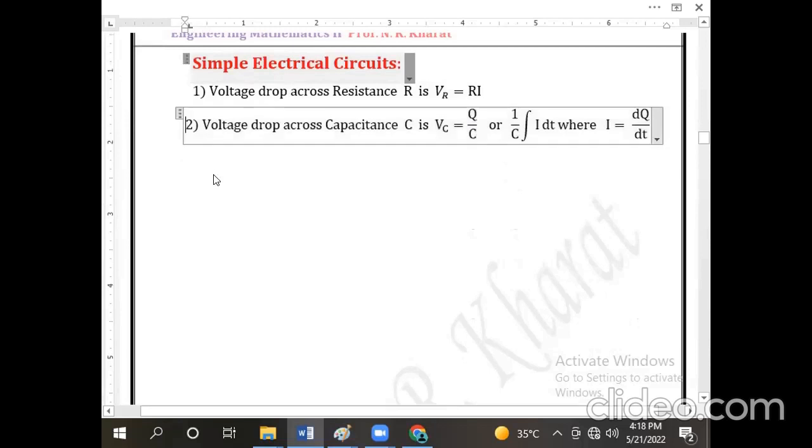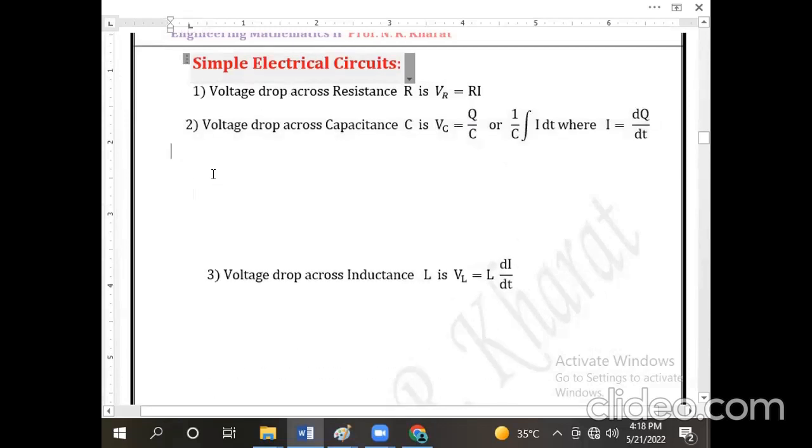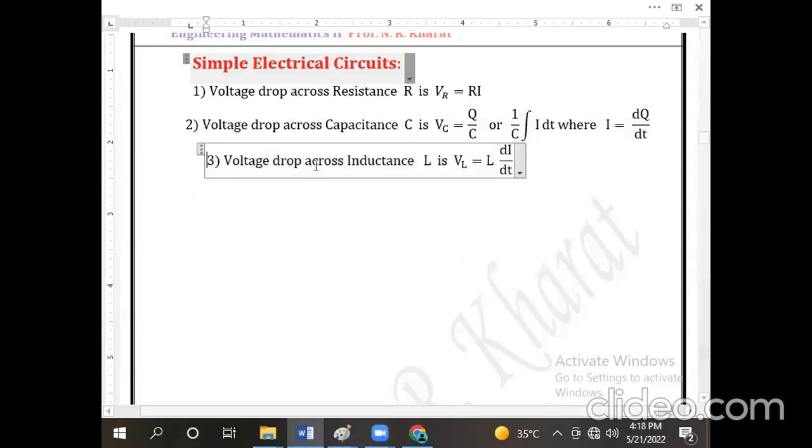And third one, the voltage across your inductance. How to calculate it: the voltage across your inductance is L times di upon dt. So today we will see the first electric circuit, and that circuit is your LR circuit.